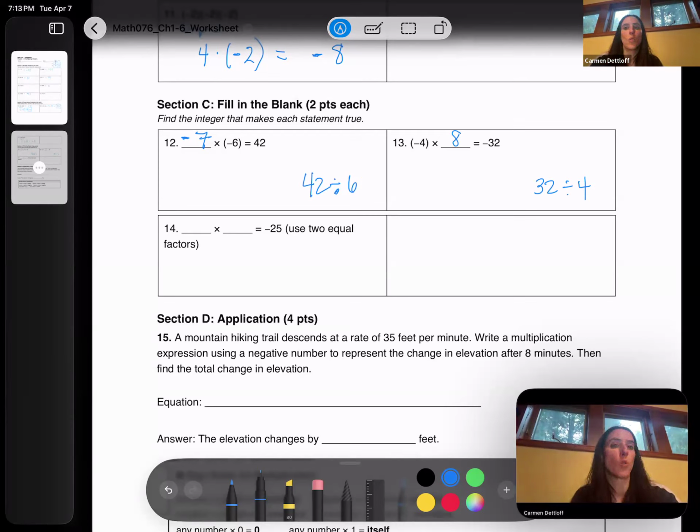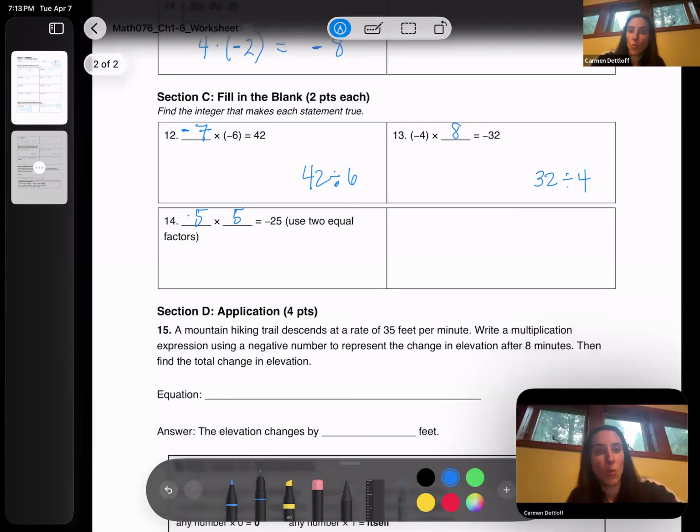Number 14. Ooh, this one's harder. It's got 2 blanks. Blank times blank equals negative 25. Use equal factors. What times what equals 25? I'm going to go with 5 times 5. Okay, let's put that in. 5 times 5. Oh, wait, 5 times 5 is 25, so that's good, but my answer here would be positive. So I'm going to make one of my factors negative so that when I multiply out, I get a negative answer.